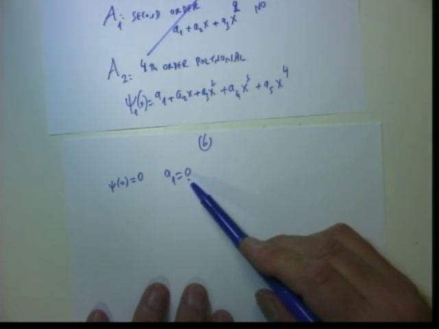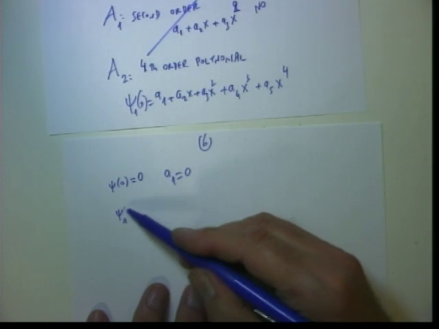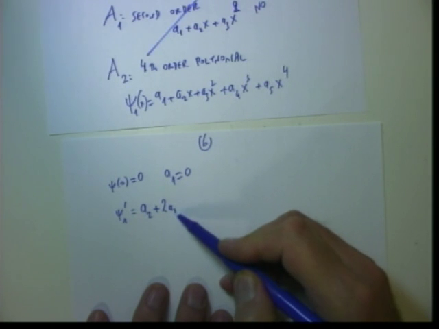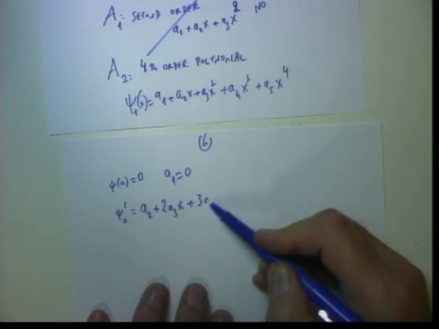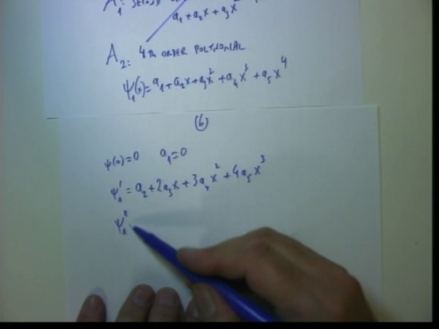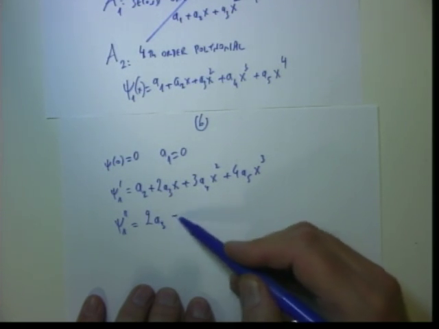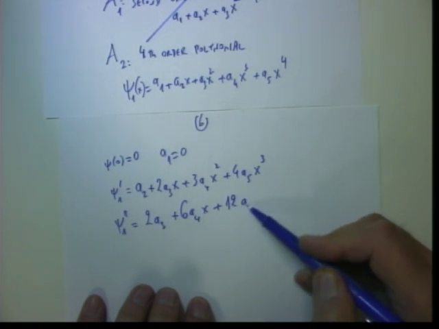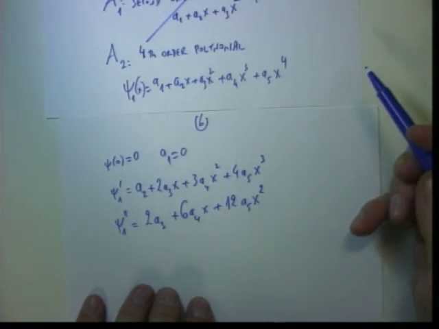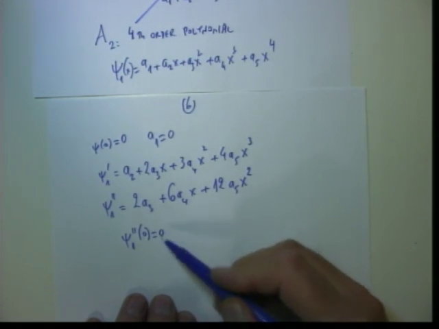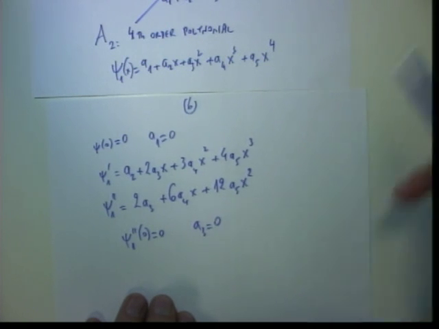So this is 0. Now, psi 1 first derivative equals A2 plus 2A3x plus 3A4x squared plus 4A5x cubed. Now, psi 1 second derivative equals 2A3 plus 6A4x plus 12A5x squared. Now, this psi 1 second derivative at 0 must be 0. So A3 must be 0.